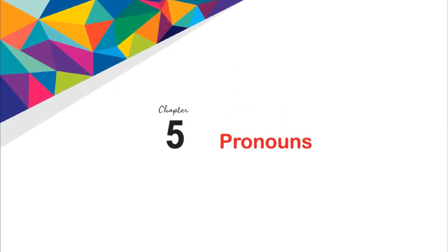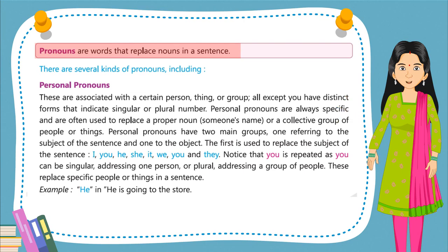Chapter 5: Pronouns. Pronouns are words that replace nouns in a sentence. There are several kinds of pronouns, including personal pronouns. These are associated with a certain person, thing, or group. All except "you" have distinct forms that indicate singular or plural number. Personal pronouns are always specific and are often used to replace a proper noun, someone's name, or a collective group of people or things.